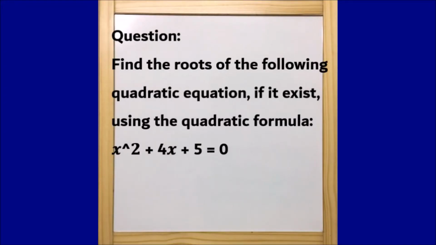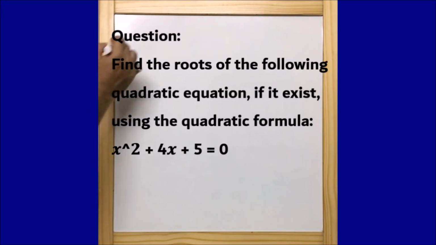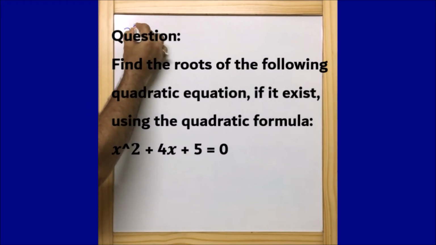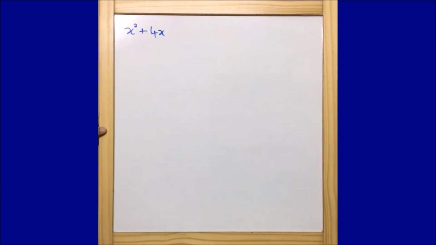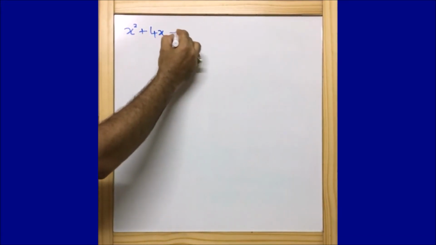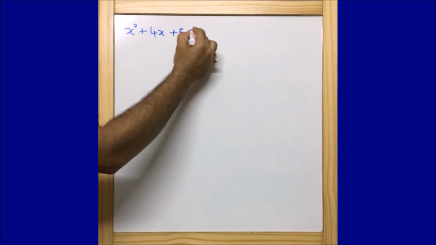Here the given question is: find the roots of the following quadratic equation, if they exist, using the quadratic formula. The given equation is x^2 + 4x + 5 = 0. So let me write down the question. It is given as x^2 + 4x + 5 = 0. So this is the equation that they have given.